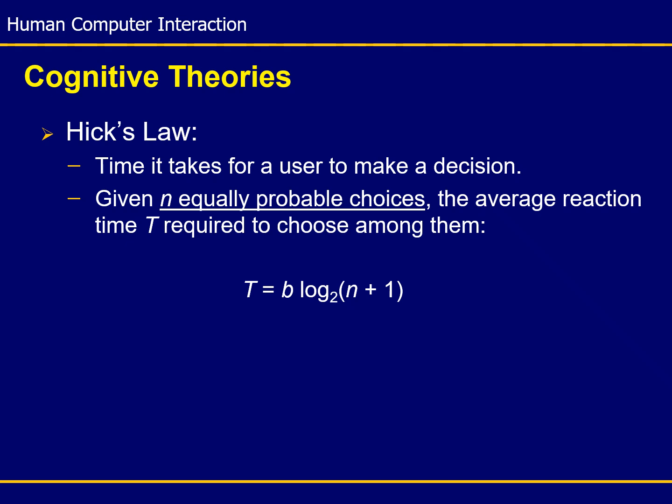Now, what the law tells you is the average amount of time it's going to take any user to actually make a decision, given any number of choices, provided that they're all equally probable. The formula is simple. N is the number of choices, and B is a constant that is experimentally derived. So that will give you approximately how long the user is going to take before making a decision. The implication of this on user interfaces is: don't give lots of choices at any one point to the user.